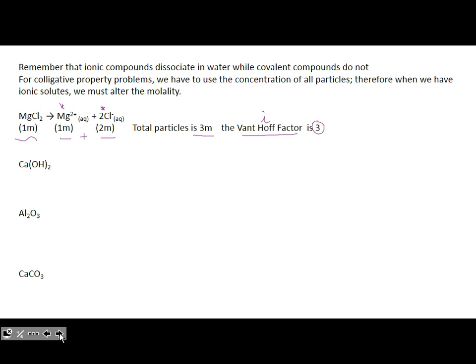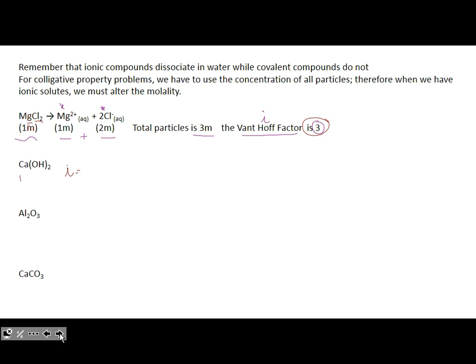So very quickly, we can look at a compound formula, and once we've determined that it's ionic, because remember, covalent compounds do not dissociate, we can just look at the subscripts to determine the Van't Hoff factor. If you look at the subscripts of magnesium chloride, the subscript on magnesium is 1, the subscript on chlorine is 2, and 2 plus 1 gives us a Van't Hoff factor of 3. So if we look at calcium hydroxide, the Van't Hoff factor here is 1 calcium plus 2 hydroxides.